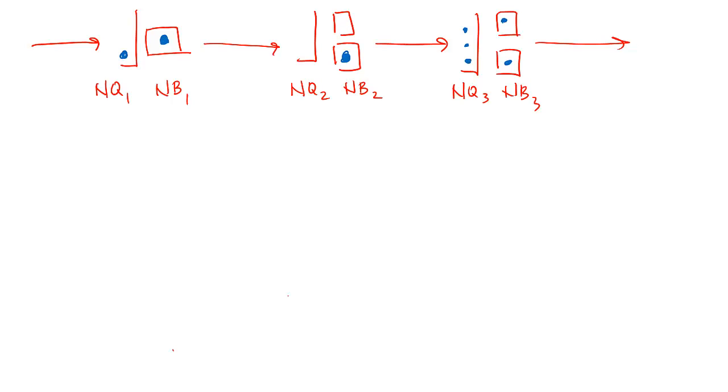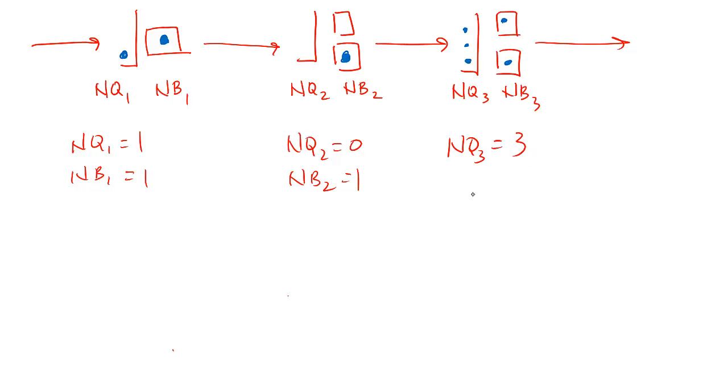And so when we look at our state represented by the blue dots, we have Q1 equal to 1, B1 equal to 1, Q2 equal to 0, B2 equal to 1, and finally Q3 equal to 3, and B3 equal to 2. And so our system state representation is these 6 variables, and this is one instance of the system state.